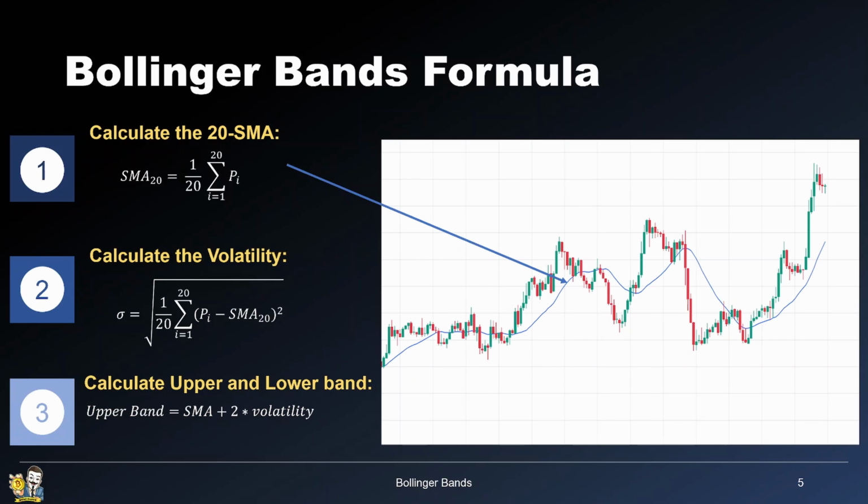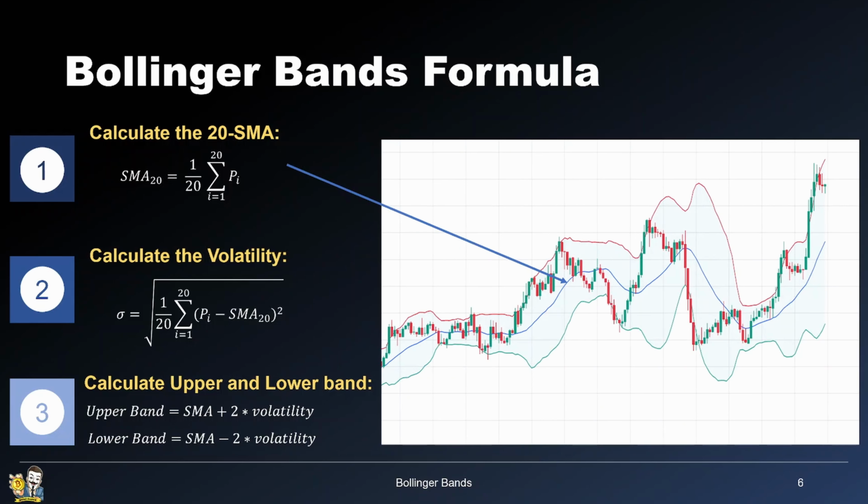To get the upper band, we add 2 times the volatility to the SMA. To get the lower band, we subtract 2 times the volatility. The result looks like this. Here is the upper band, and here is the lower band.